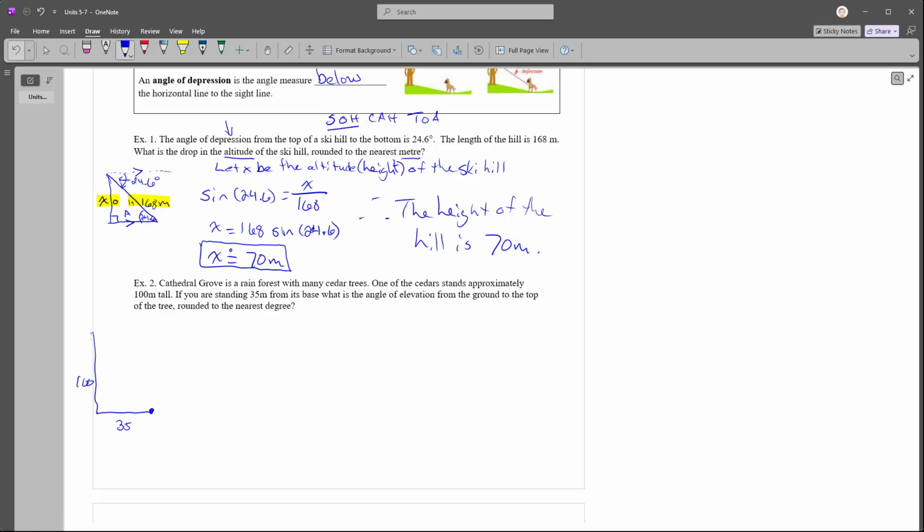the tree? So remember, elevation is the angle up. So that means we're looking up. So it wants to know this angle here. Okay. Well, clearly the tree is standing straight, so we're going to say that's a right angle. We're going to have a let statement. What is our let statement? It's going to be the angle that we're actually looking for. So let's use theta. Let theta be the elevation angle from the ground.